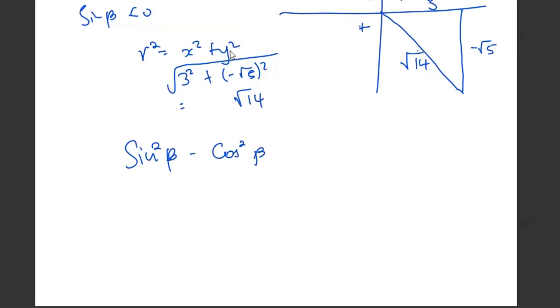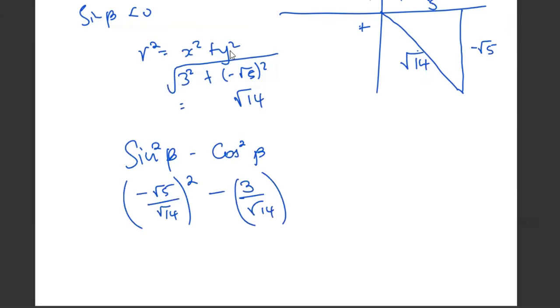So our sine is opposite, which is negative root 5 over root 14. This is squared. The cos is 3 over root 14, but this is also squared. Simplify that, you get 5 over 14 minus 9 over 14. So we have the same denominators. So we're going to have a negative 4 over 14, which is a negative 2 over 7. That's what I'm getting as my final answer.